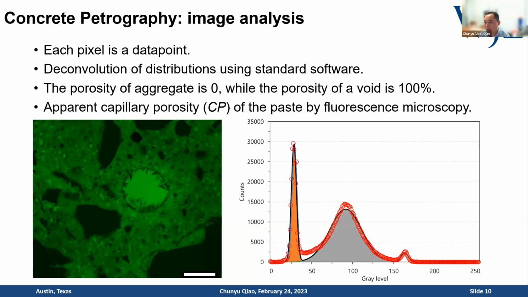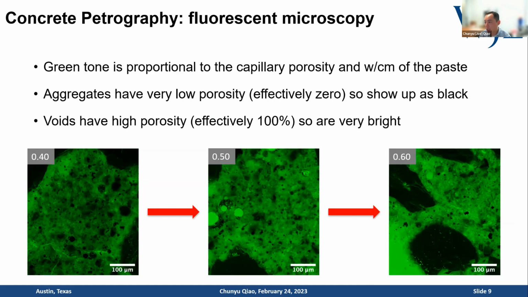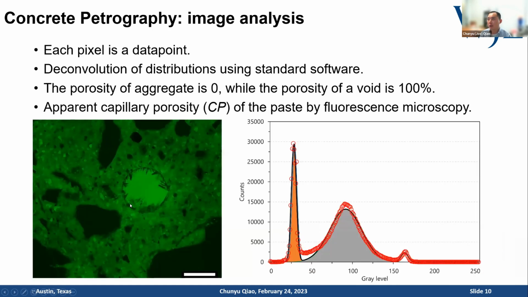So after we get images, yes, visually they will look different, like what I'm seeing here. A 0.40 water-cement ratio paste will look a little bit dark green. If you go up to 0.5, it will become a little bit brighter green tone. If you go pretty high, like 0.6, you will see a much brighter green tone compared to 0.40. So that's a visual impression when we look at those photos.